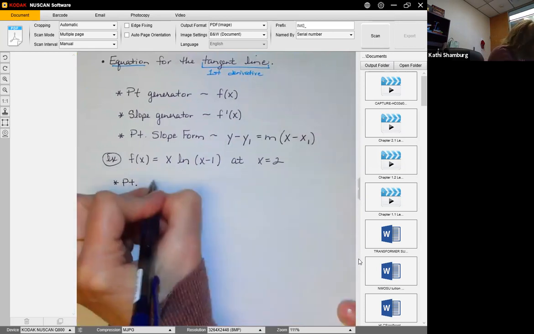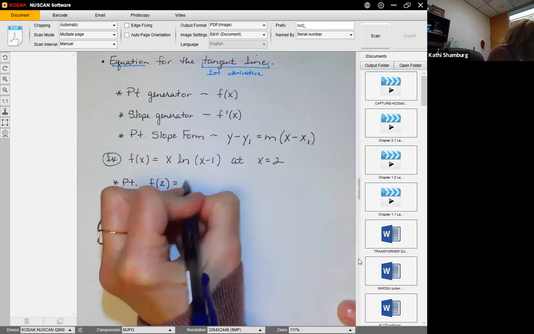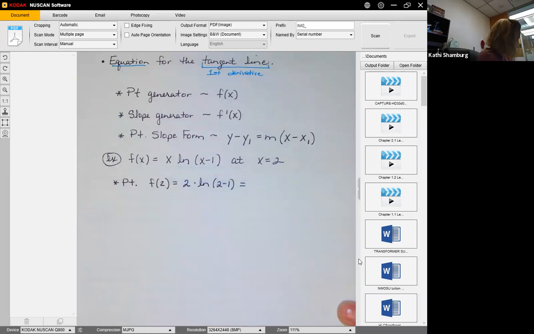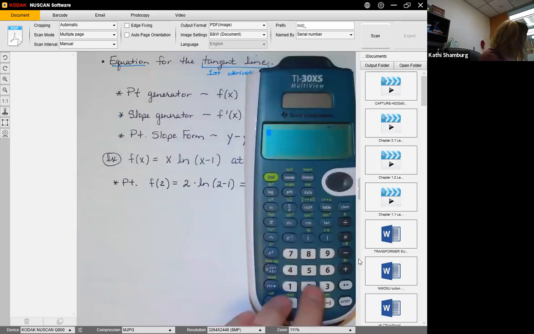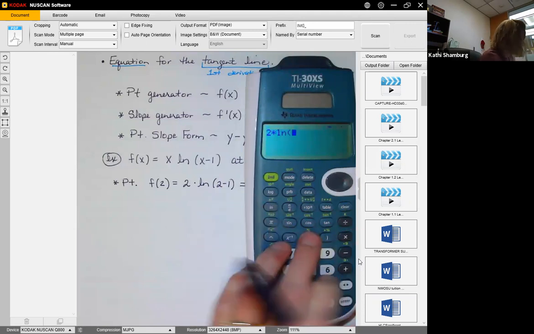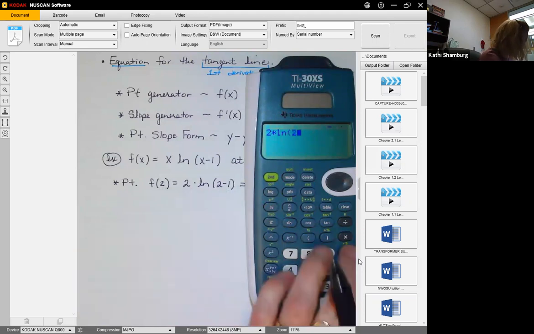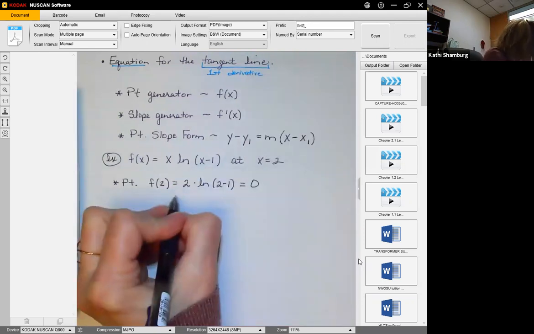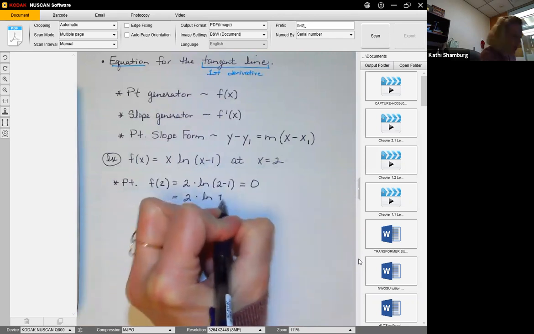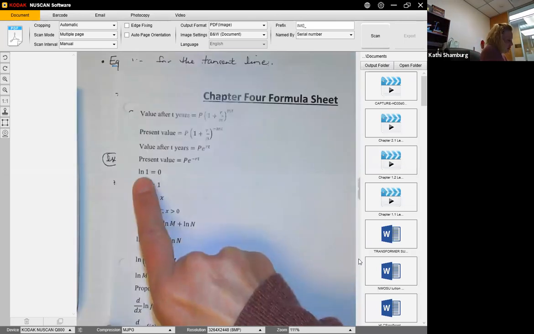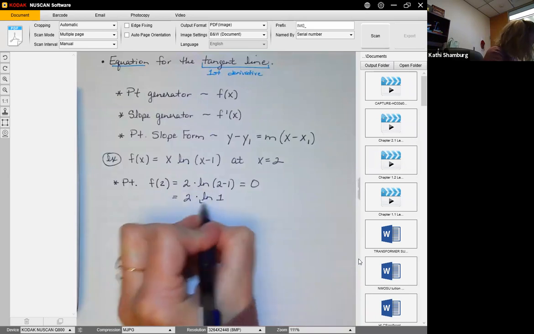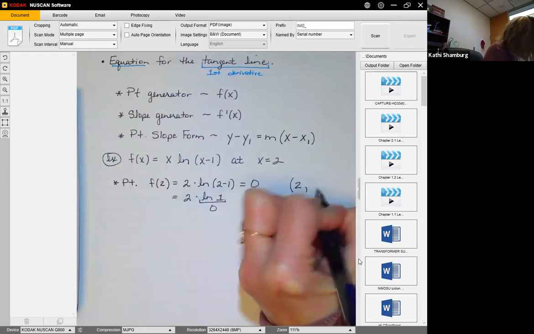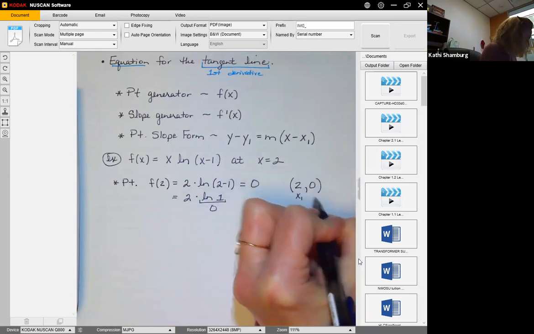So we're going to take this original function when x is 2. So I would have 2 times the natural log of 2 minus 1. So you can go to your calculator. 2 times the natural log of, and of course you can put 2 minus 1 in there, or you can do that in your head, whatever you want to do. Hey, that's 0. You know why it's 0? Let me show you. 2 times the natural log of 1. The natural log of 1 is equal to 0. So this right here is 0. 2 times 0 is 0. So what this tells me is it gives me the point input 2, output 0. So this is going to be my x1, y1.